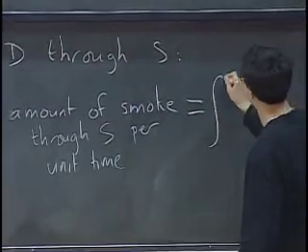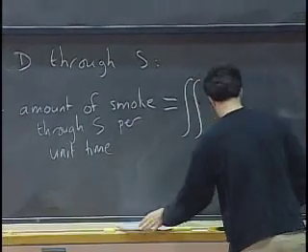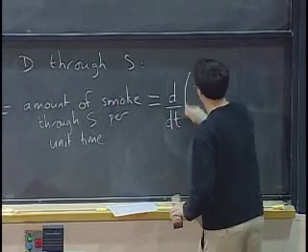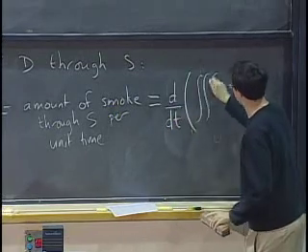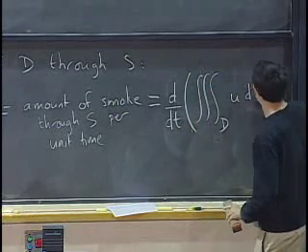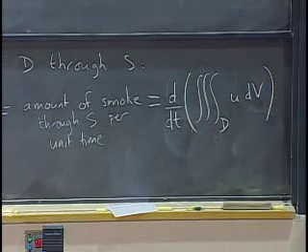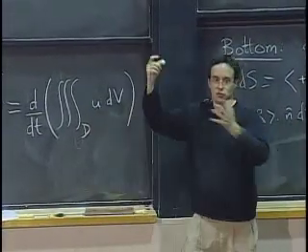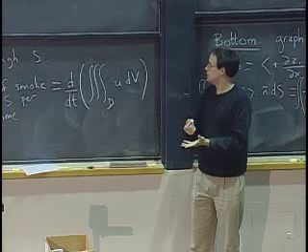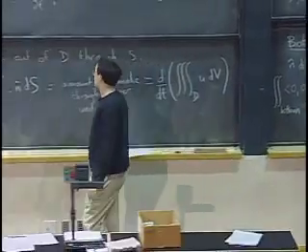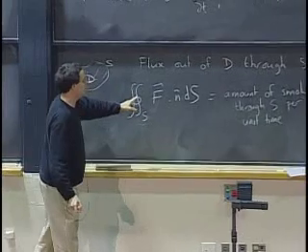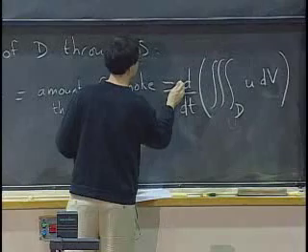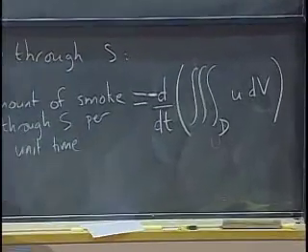So that should be the same thing as the derivative with respect to t of the total amount of smoke in the region, which is given by the triple integral of u. If I integrate the concentration of smoke, which means the amount of smoke per unit volume, over D, I will get the total amount of smoke in D. Except, well, let's see. This flux is counted positively if we go out of D. So actually, it's minus the derivative. This is the amount of smoke that we are losing per unit time.